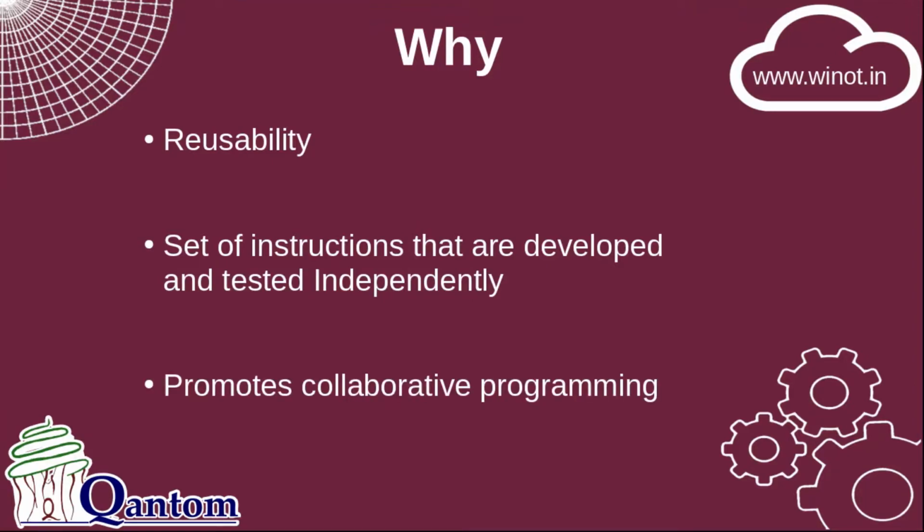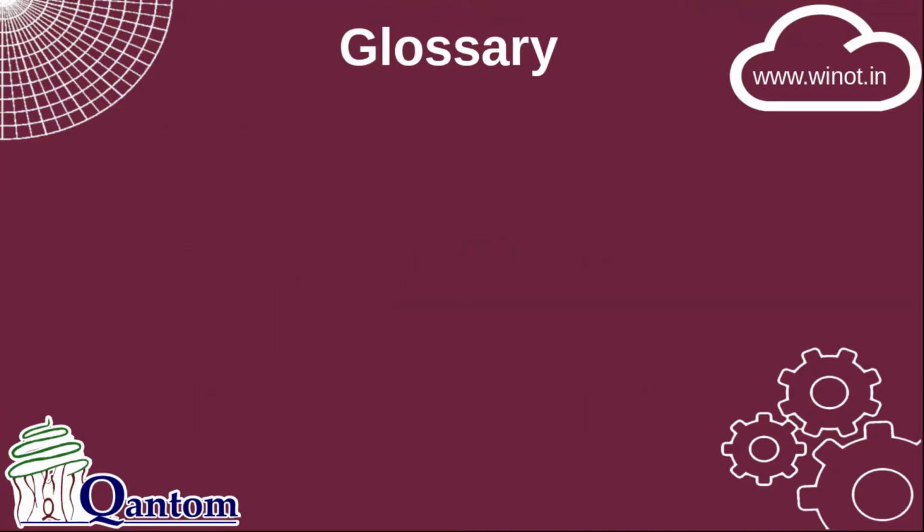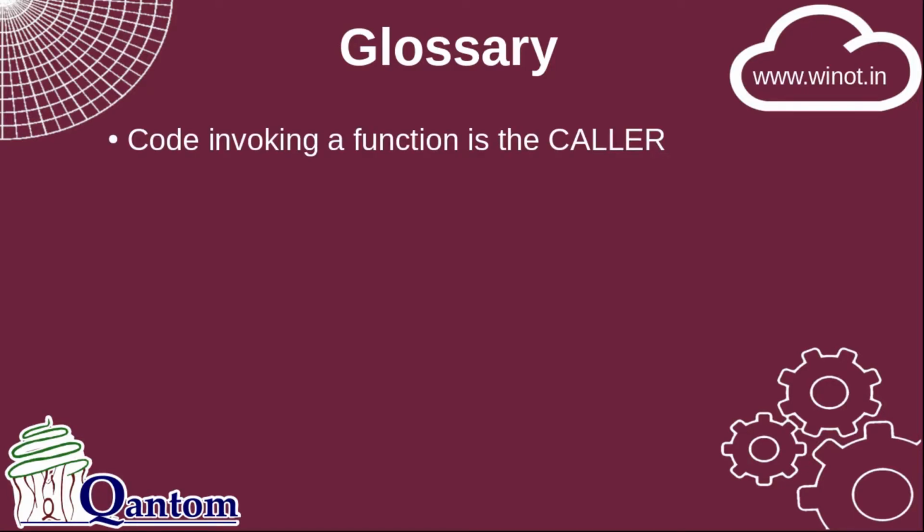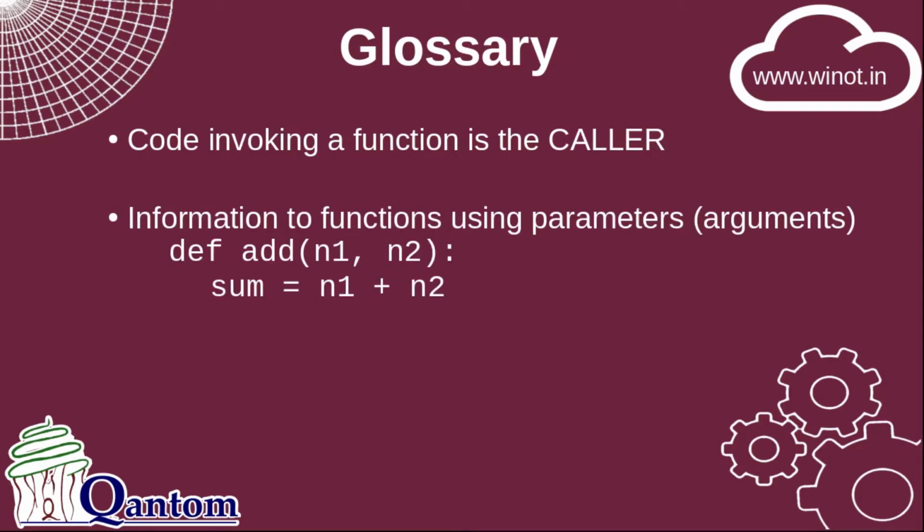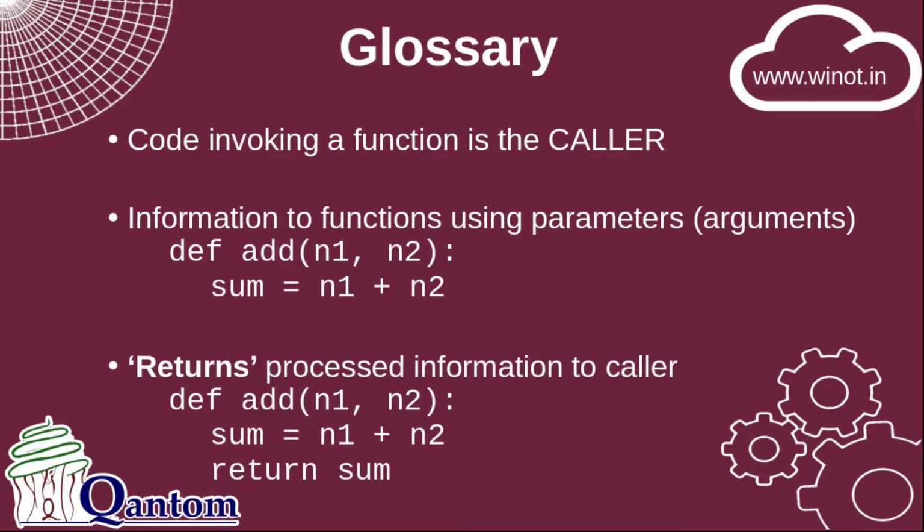Attributes of a function. A function can be called by any part of a Python script or from another function. The function or script calling the function is called a caller. A caller can pass additional information to the function if the function has defined arguments or parameters. For example, you could have a function that adds two numbers. The function would have two parameters to accept these two numbers. def add(n1, n2). And in the function block, you would say sum equals n1 plus n2.